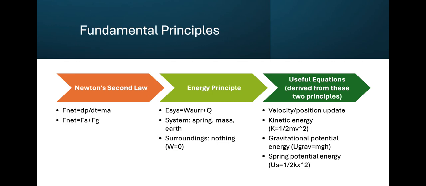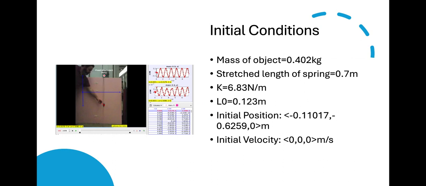And then the energy principle, which says that the energy of the system is equal to the work done by the surroundings plus Q. And in this lab, our system is going to be our spring, our mass, and our Earth. And we've made our surroundings nothing, which says that the work done by the surroundings is zero. And then some useful equations for this lab, which are all derived from these two principles, include the velocity and position update formula, the formula for kinetic energy, the formula for gravitational potential energy, and the spring potential energy.